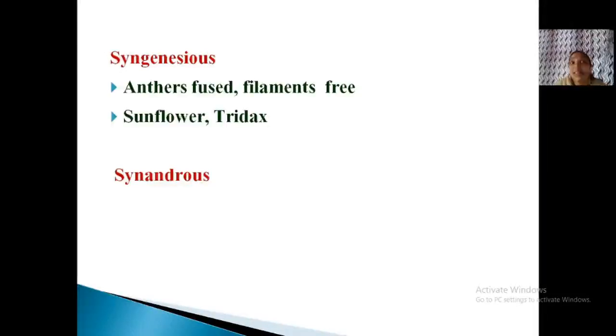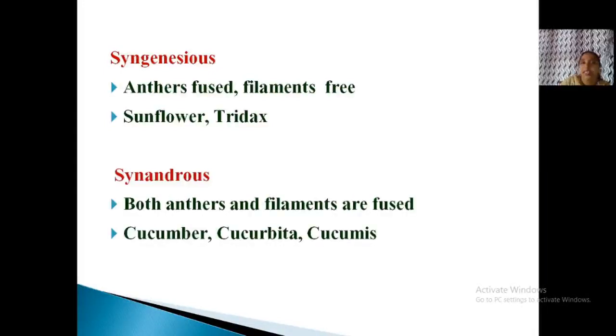Okay. Now the next two conditions. First one is Adelphi, which is of three types. Second one is syngenesious. What do you mean by syngenesious? Anthers fused, filaments free. You should compare that with Adelphi. What is Adelphi? Filaments fused, anthers free. Here what is the condition? Anthers fused, filaments free. Example, sunflower. Then third category is synandry. What is synandry? Both anthers and filaments fused together. One example is cucumber, Cucurbitaceae family.